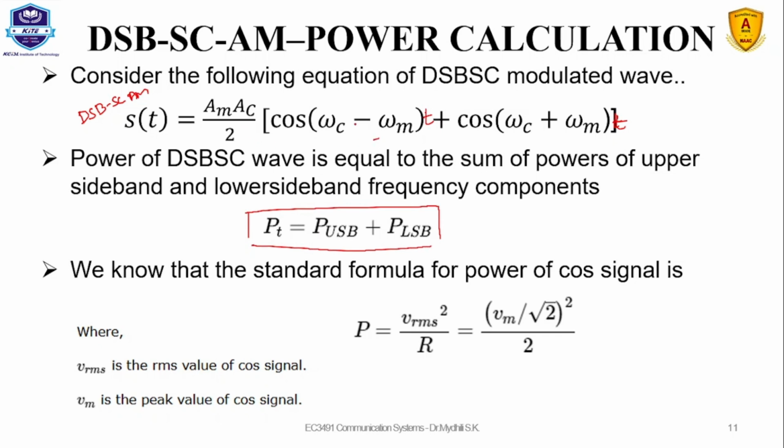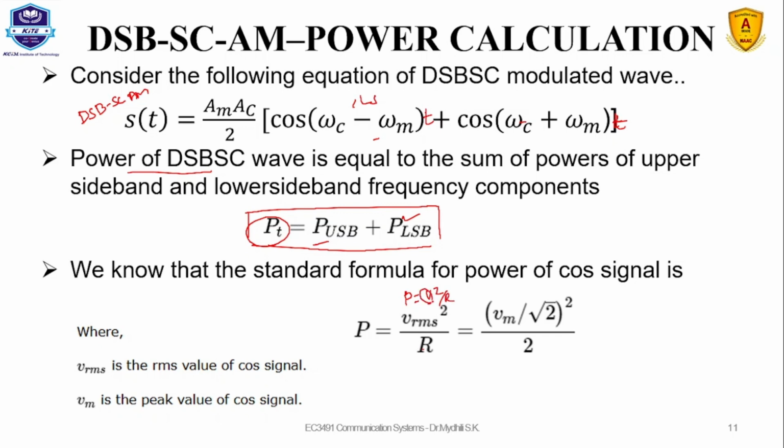So the components present here are only the lower sideband and the upper sideband. So power contained in the lower sideband plus power contained in the upper sideband gives the total power of the double sideband suppressed carrier AM wave. We know the standard formula for power of a cosine signal is P equals Vrms square by R. That is, we know power is nothing but V square by R.